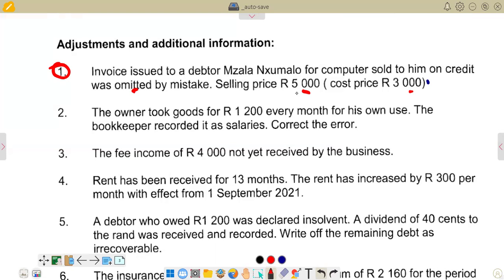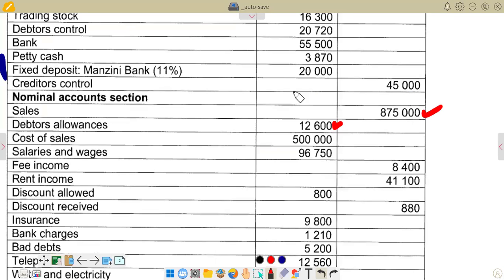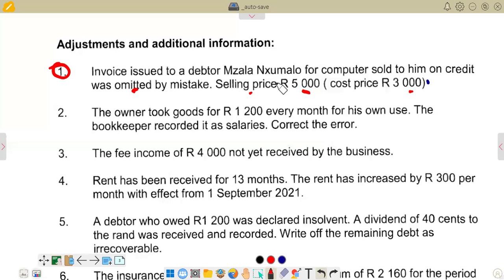It was supposed to be included as part of sales. So what are we supposed to do? We are supposed to add this 5,000 at selling price because these are sales. But on cost of sales, that's where we are going to adjust using the cost price. So selling price means this invoice is going to increase the amount for sales. So we're going to say plus 5,000. So if you go back there, we are going to say 875,000 minus 12,600. Then we add the 5,000 on additional information, which is here, to get our final answer for sales.